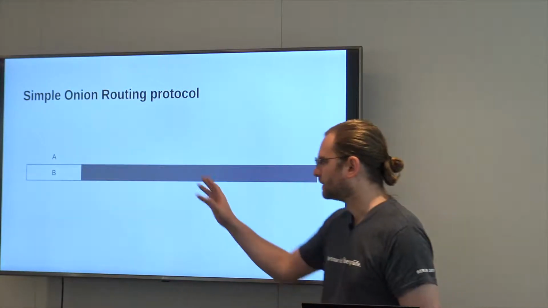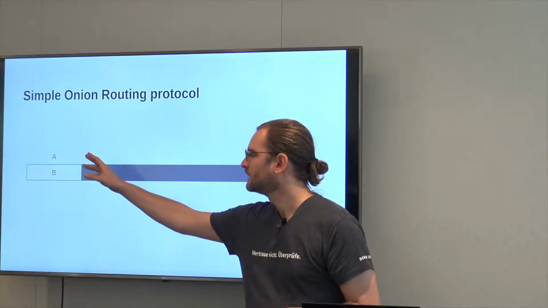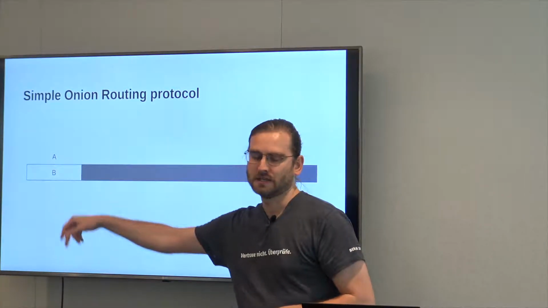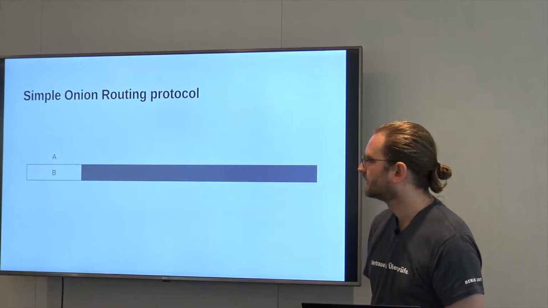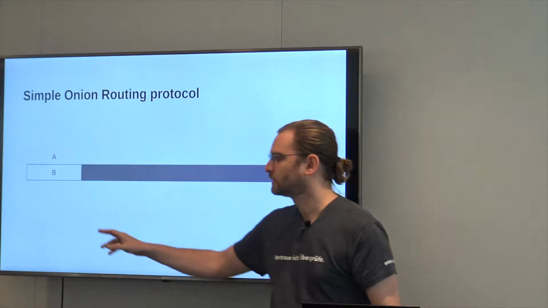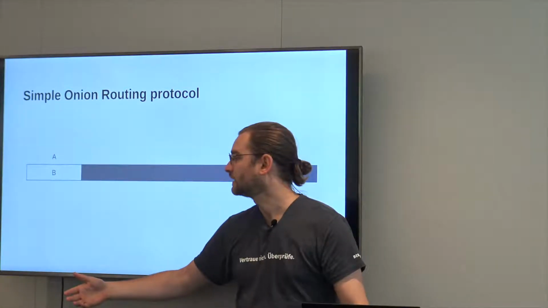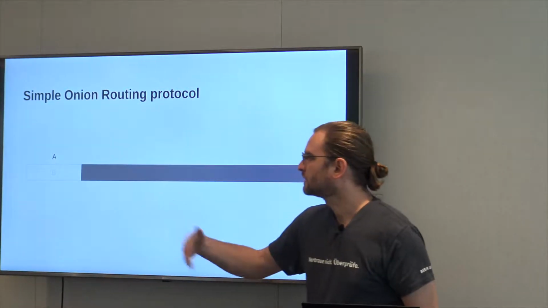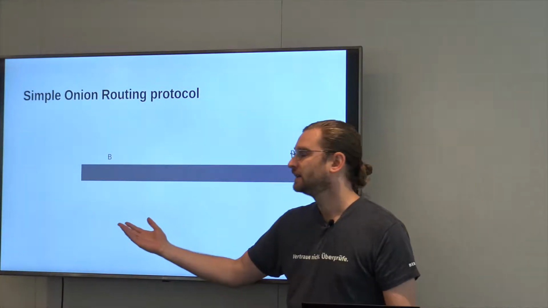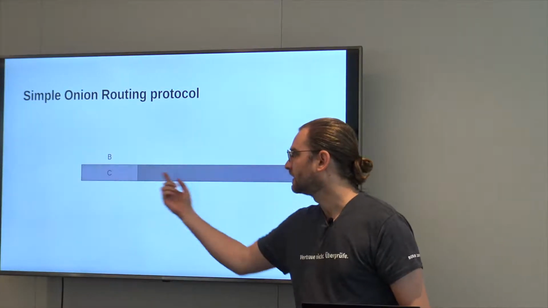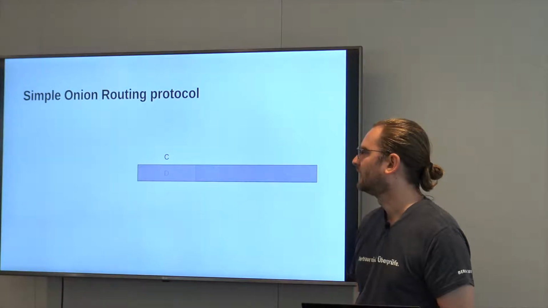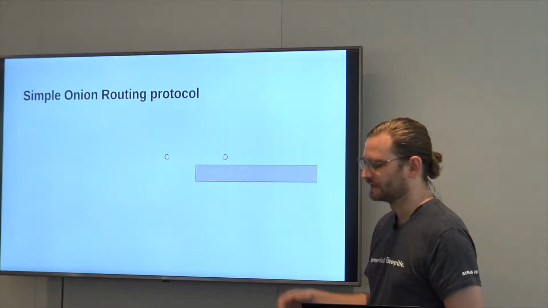Okay, so the process is again the same. A gets this packet, has just decrypted it, can now read B, and can now read the information it's supposed to act on, basically forward to B. Now it chops off its part and forwards to B. B again decrypts the entirety of the packet, chops off, forwards, and we basically have the same thing again.